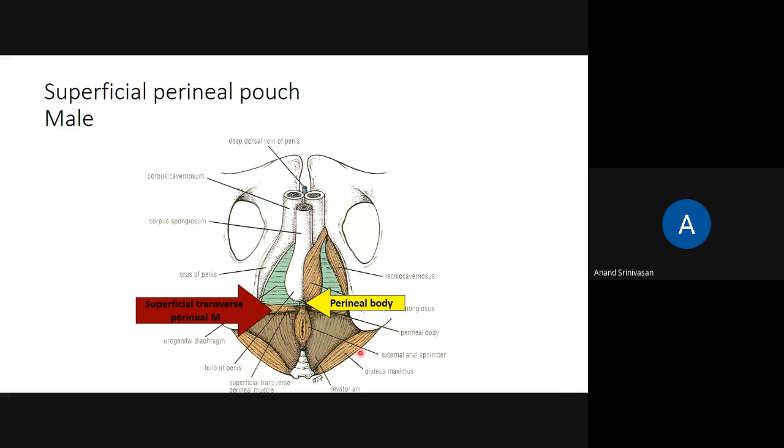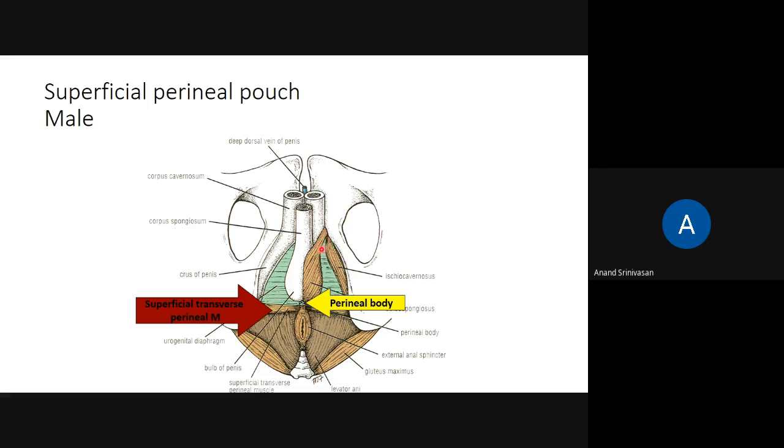All right, now let's see the structures in the superficial perineal pouch in the male. Here you will note that there is the superficial transverse perineal muscle.